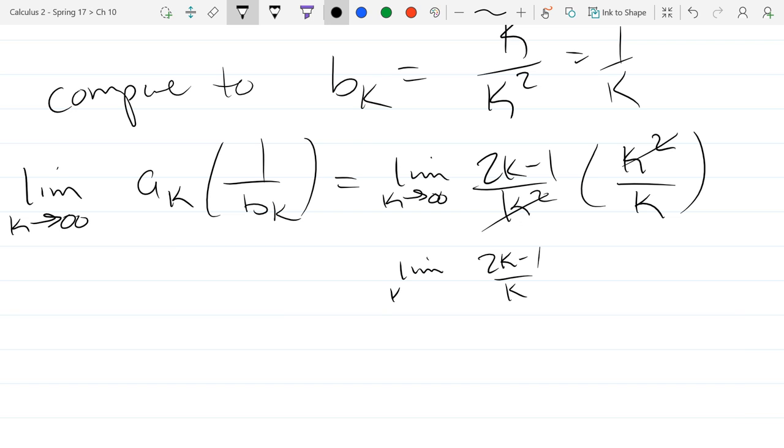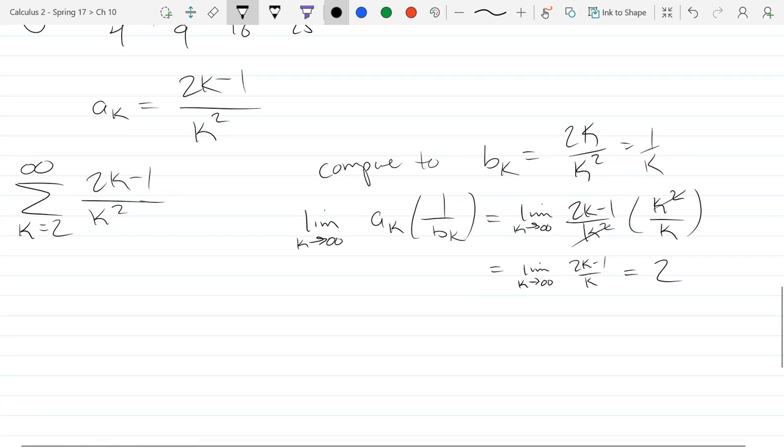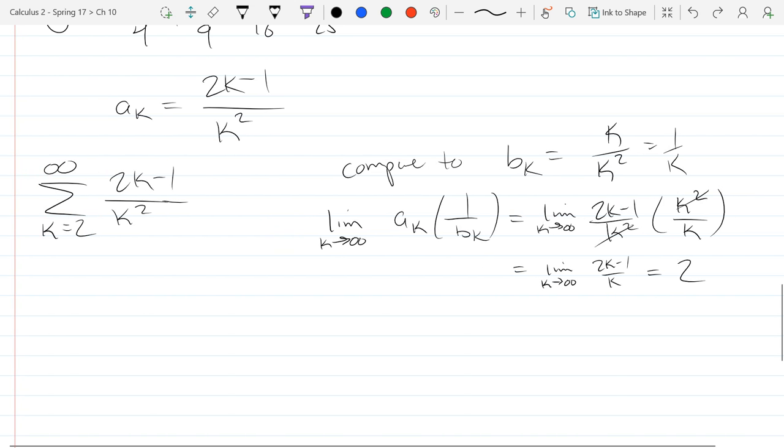And what is this limit? Limit will be 2. That minus 1 doesn't matter. Limit's 2. So 2 is a positive, real number. So they both behave the same. If I would have done 2k, I would have gotten 1 out of this at the very end. So if you make a little better choice with your BK, you'll generally be able to get 1 pretty consistently. All right, it's a good place to end.